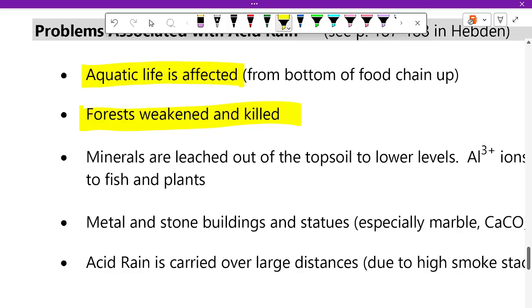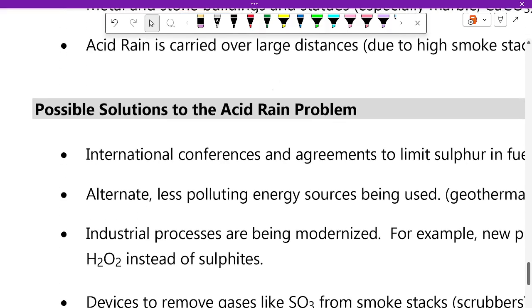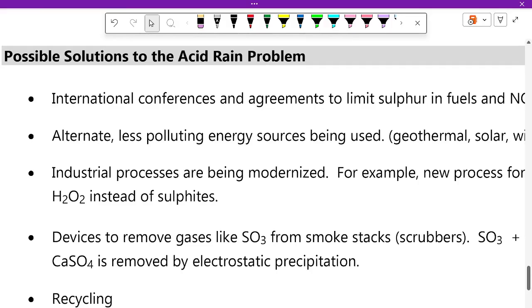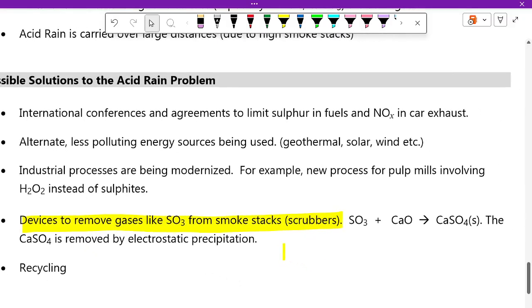Now, we don't hear as much about acid rain these days as we used to because most coal burning plants now have devices to remove SO3, scrubbers on smokestacks. They're like a chemical thing. It says SO3 plus, they involve calcium oxide.